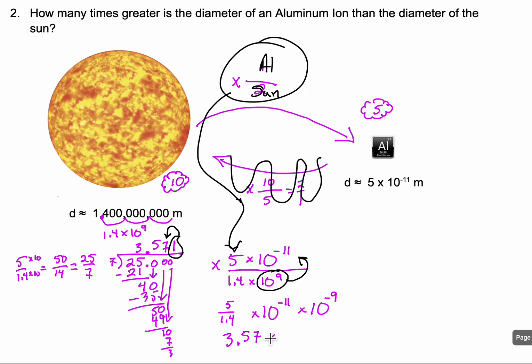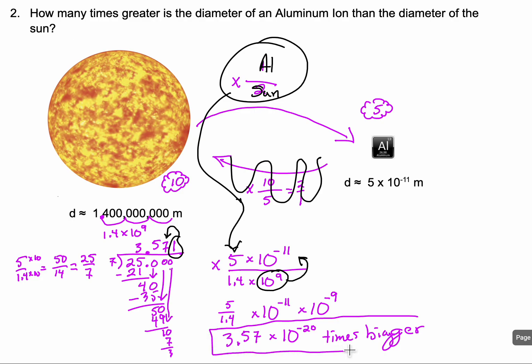3.57 times 10 to the negative 11 plus negative 9 is negative 20 times bigger. Or I guess we could call it smaller. Or larger, smaller. But what that tells us is our multiplier of the sun diameter to get to the diameter of an aluminum ion. And that has 21 place values. I wouldn't say zeros because it's 19 zeros, but it will be 21.